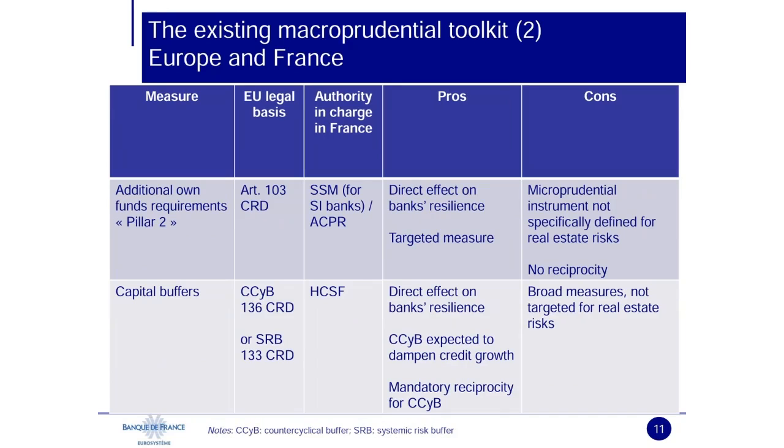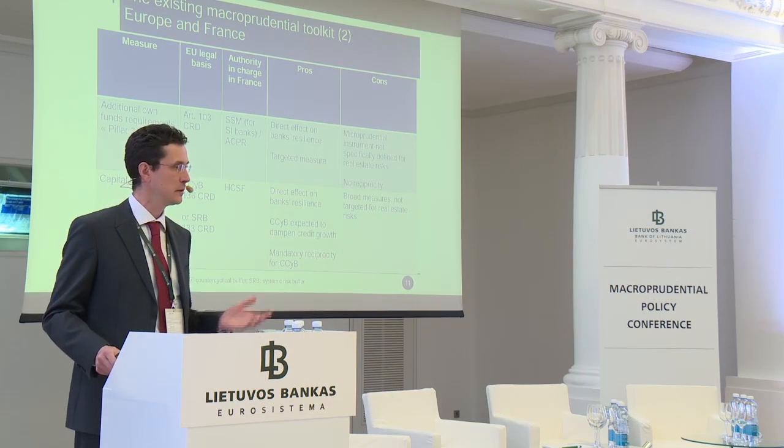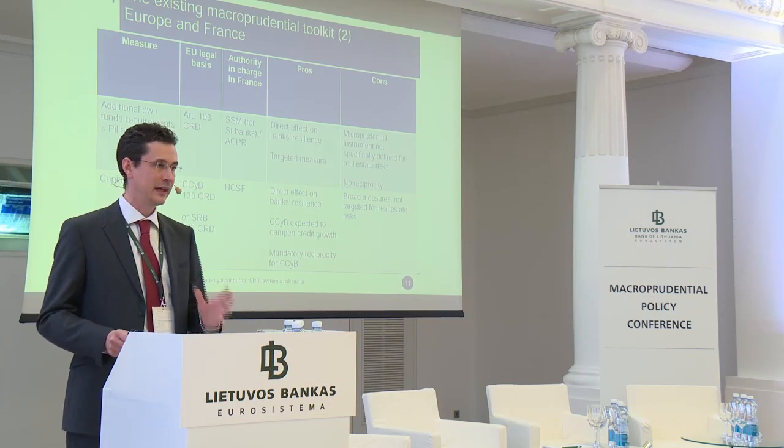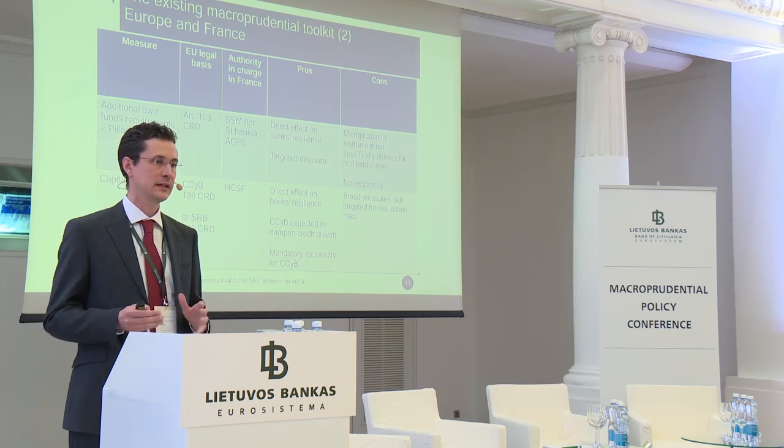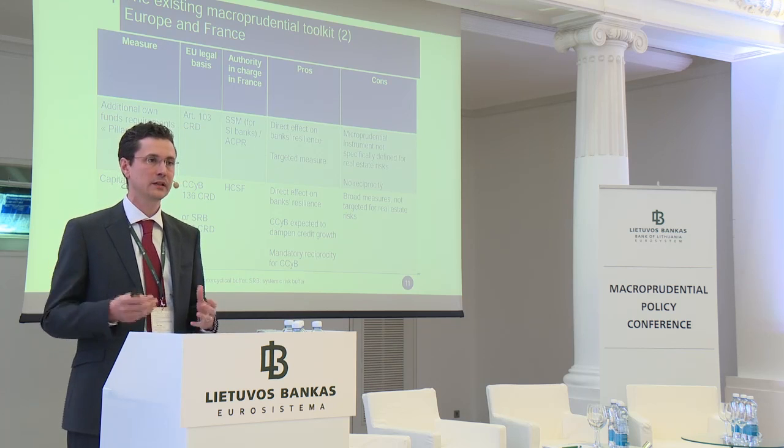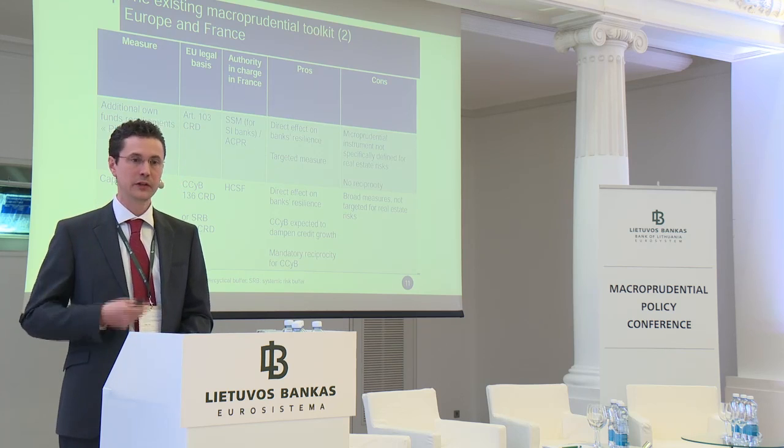We also have, obviously, Pillar 2, even though this is more a microprudential measure and it's not specifically defined for real estate risk, as we know. We have capital buffers, such as the countercyclical capital buffer or the systemic risk buffer. These are broad measures that do not target real estate, but they can also be used in case we think real estate vulnerabilities are part of a broader buildup of systemic risk.